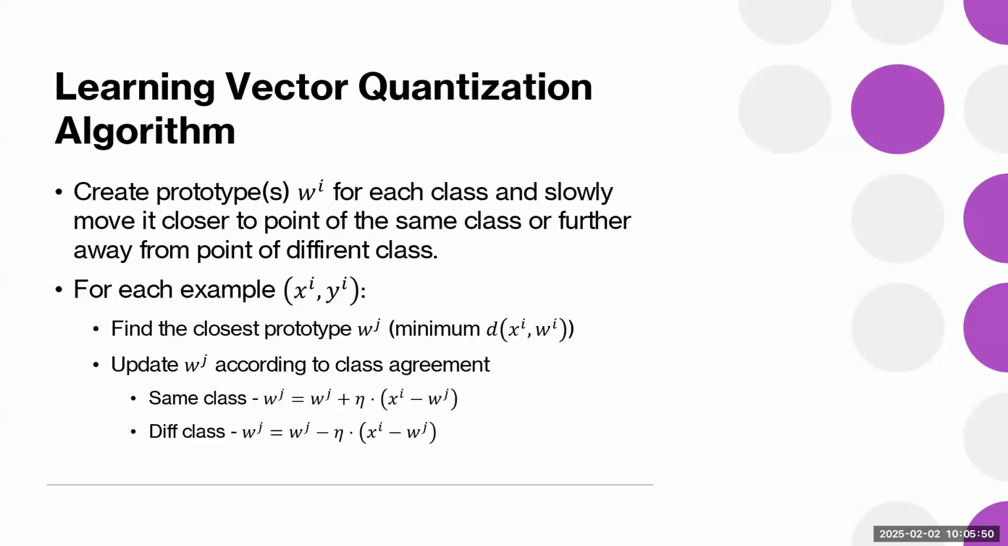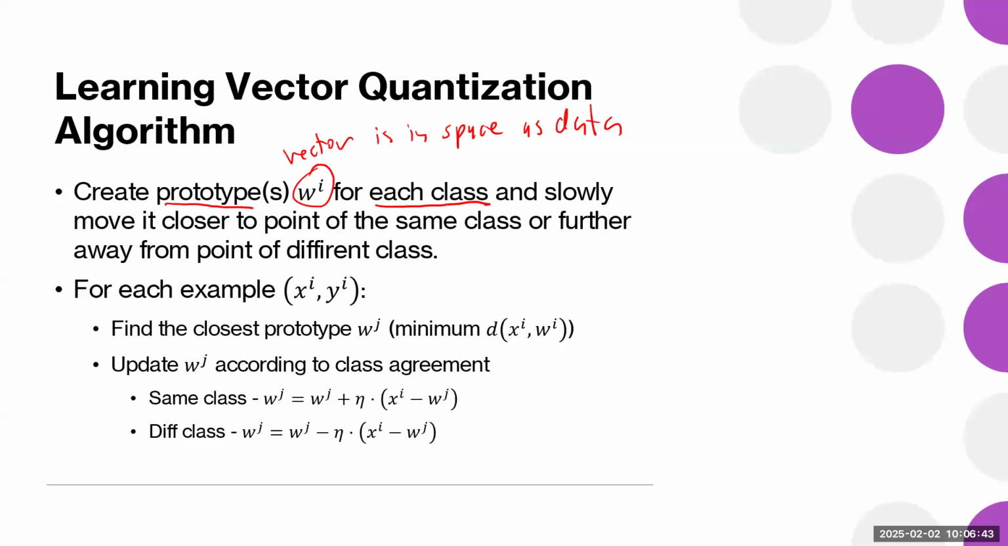One of the easy methods to learn a representation is called learning vector quantization, LVQ. Now in LVQ, we have a prototype, basically a vector, w_i, for each class. This vector is in the same space as the data. When the vector is in the same space as the data, what happens is that you can compute the distance between this prototype and the data point.